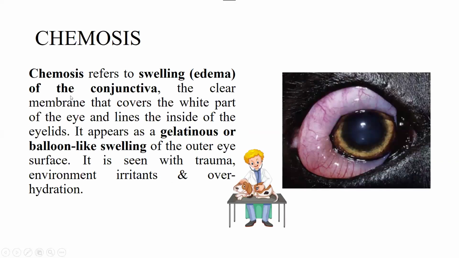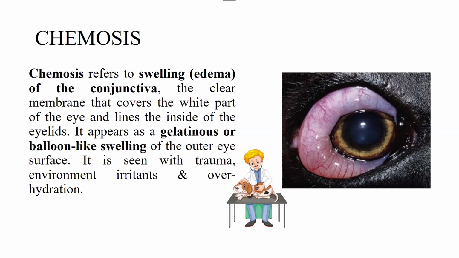So, chemosis refers to swelling or edema of the conjunctiva. The conjunctiva is basically a mucous membrane that covers the white part of the eye and lines the inside of the eyelids. It's not inflammation, rather it's swelling. Inflammation is something else, which we call conjunctivitis; this is a swelling, or edema.